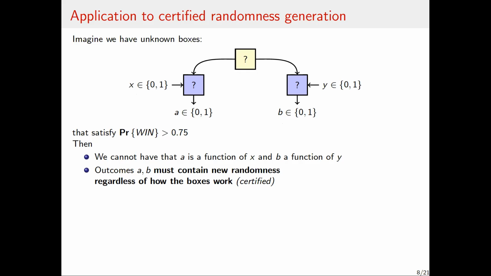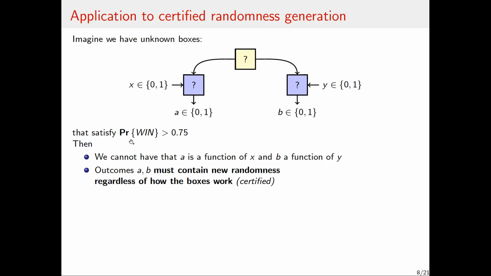Okay, so there has to be something going on, and so these boxes, even though I don't know what they are doing, there must be something quantum going on. In the sense that this state has to have some entanglement, and these measurements have to be doing something quantum. More specifically, what I'm interested in is that it turns out that the outcomes A and B must contain new randomness regardless of how the boxes work.